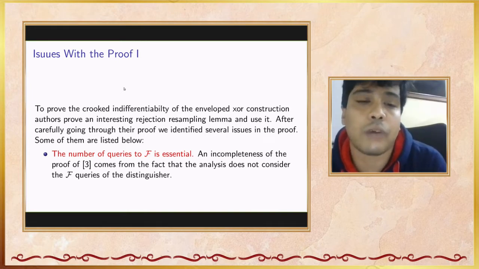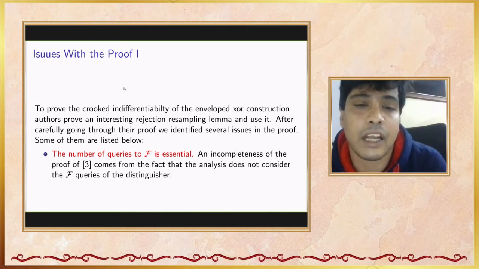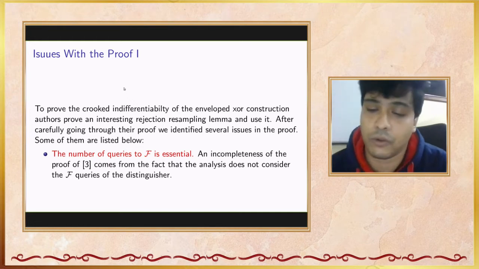One incompleteness of their proof was that they did the proof for a single query. They didn't address the case when the adversary can find two messages M1 and M2 whose capital F values are the same, basically capital F of M1 equal to capital F of M2.